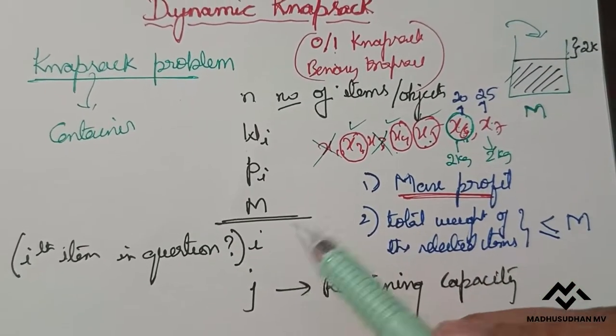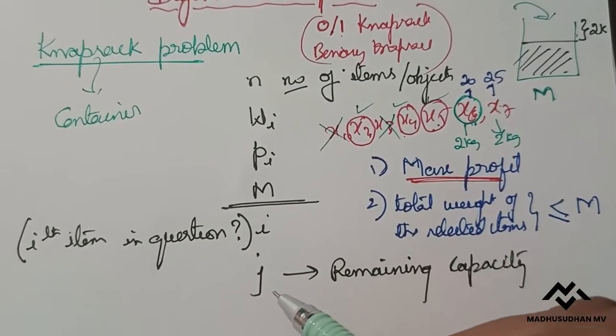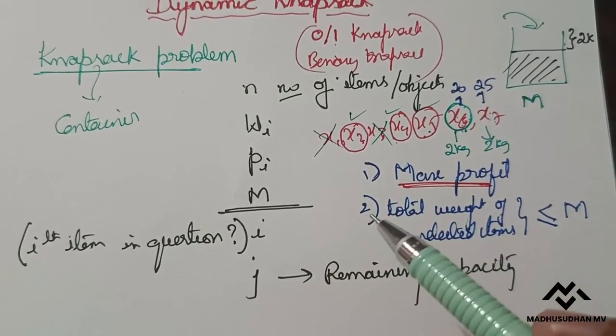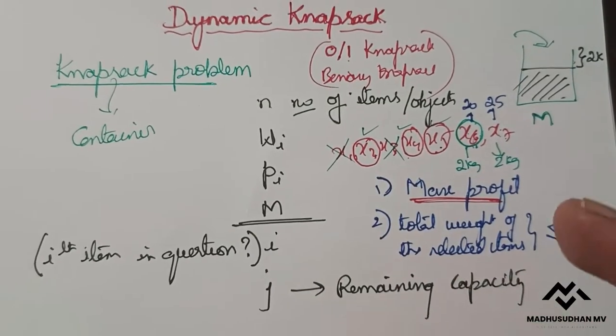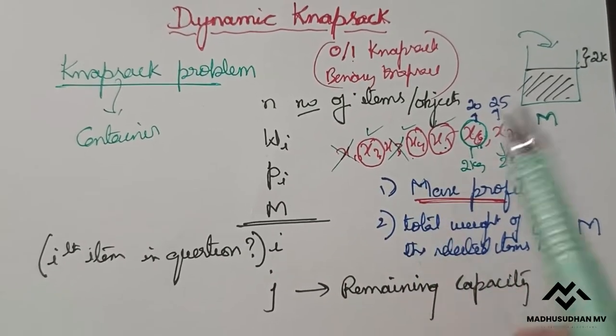Now I hope you understood what I is. J indicates the remaining capacity. So now we will discuss the 3 formulas which are going to be used to solve this problem.